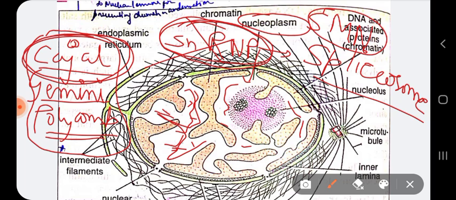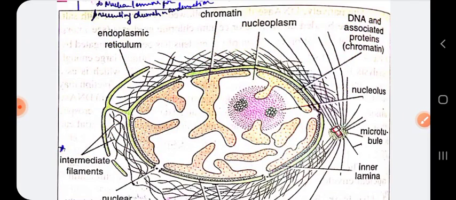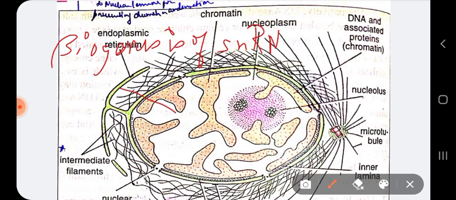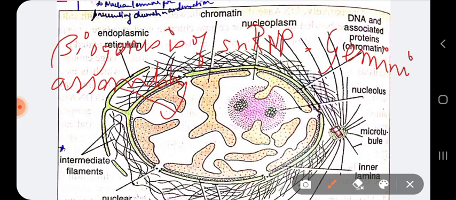So for biogenesis of small nuclear ribonucleoprotein, your Gemini bodies are involved, whereas for assembly of snRNP, your Cajal bodies, or CB, are involved. Right?